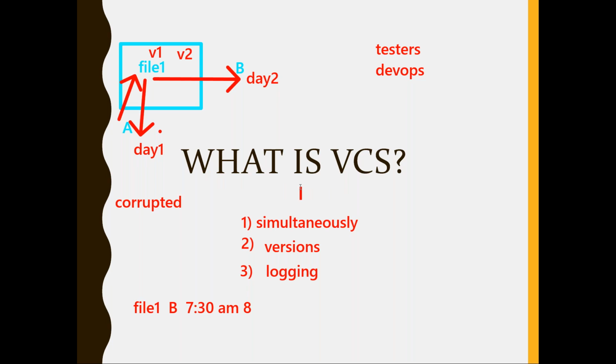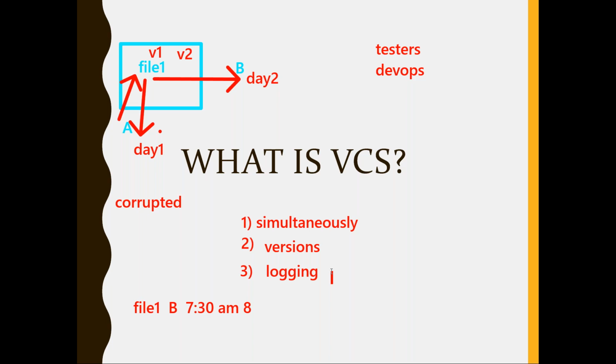And yes, a version control system helps developers or any team work simultaneously on the same file at the same time. It helps you maintain the versions. It helps you maintain the backups. It helps you maintain logging, which provides a detailed history of which person made what changes. Because if something went wrong, we can revert those changes.